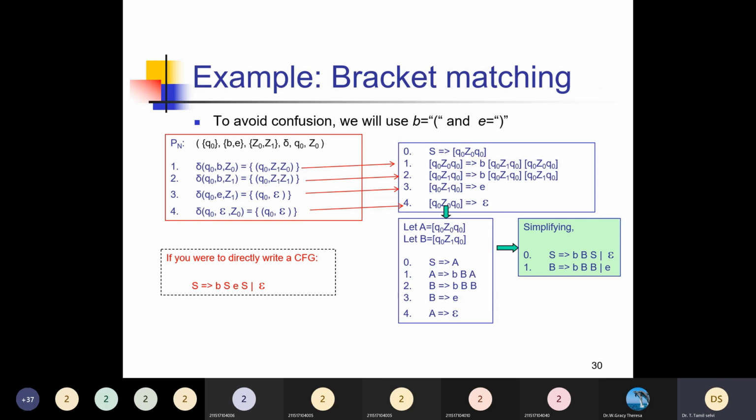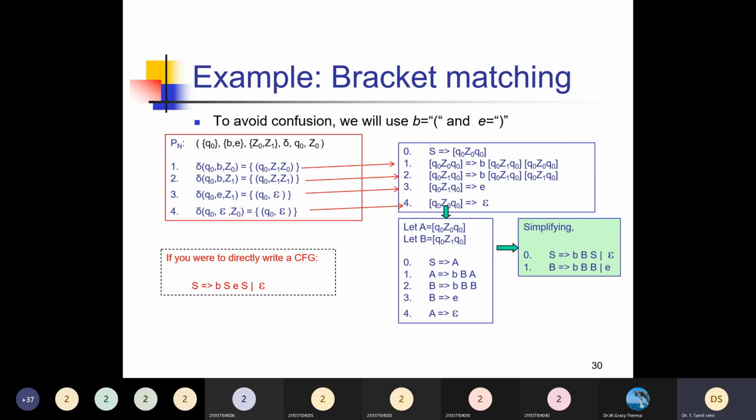Okay, so this is bracket matching, which is nothing but the parenthesis matching example. And then we have the rule here. Acceptance by empty stack is equivalent to a CFG. For the CFG, you have to write the rules. We have a newly introduced start symbol, S tends to Q0 Z0 Q0. Likewise, you have to write the productions here.